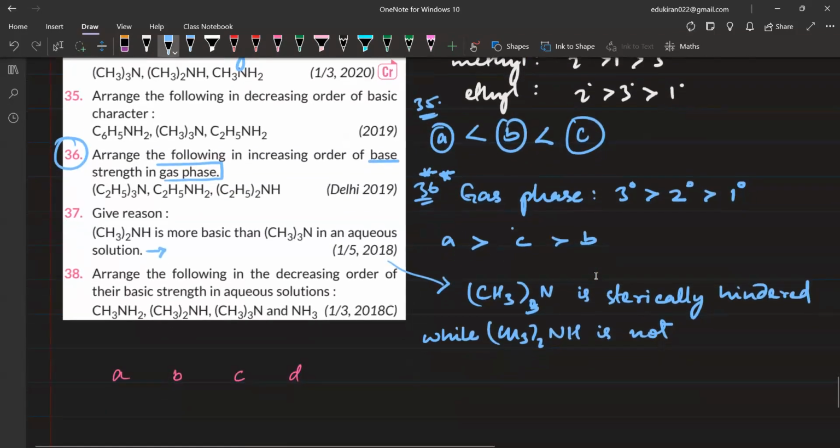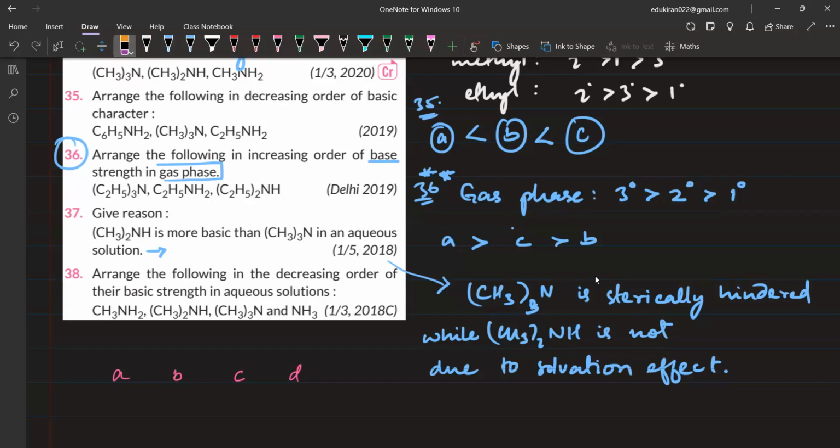regarding the solvation effect also, due to solvation effect. Because when H2O is present and you have formed an ion in it, hydrogen bonds surround the ions with H2O molecules, and solvation happens there, and solvation leads to more stability.